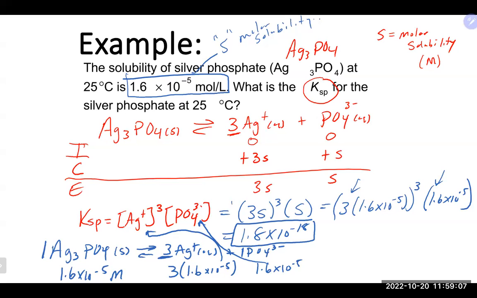Yes, but that's very common. So if you do the ice table, even in a situation like this where you don't need to do it, it will still maybe visually show you that you need to still multiply by 3 and still need to cube it and stuff like that. But again, you could just use the molarity relationship and go into the Ksp expression. They both should obviously give you the same answer. Any questions on any of that there?